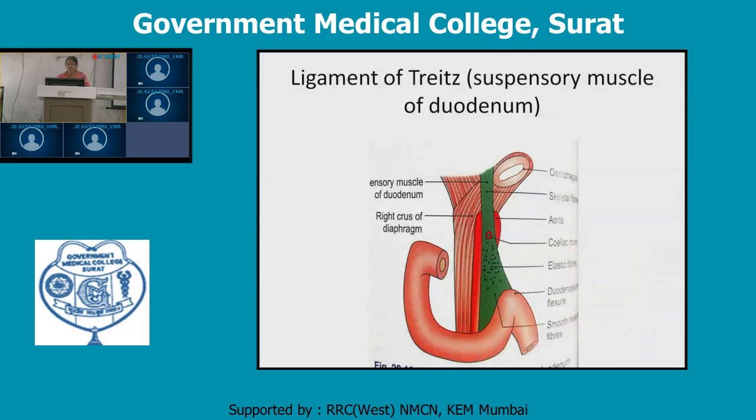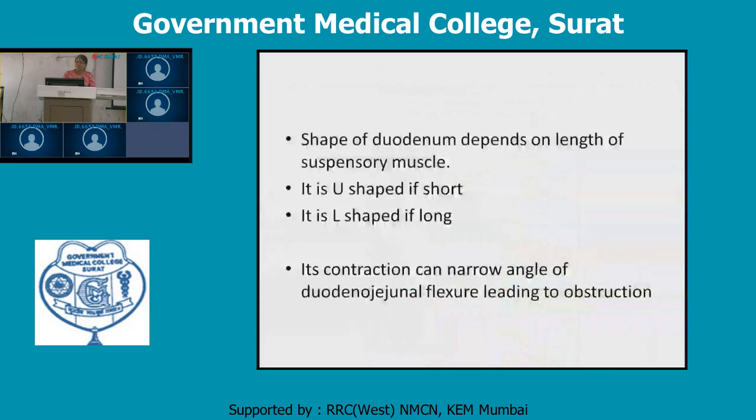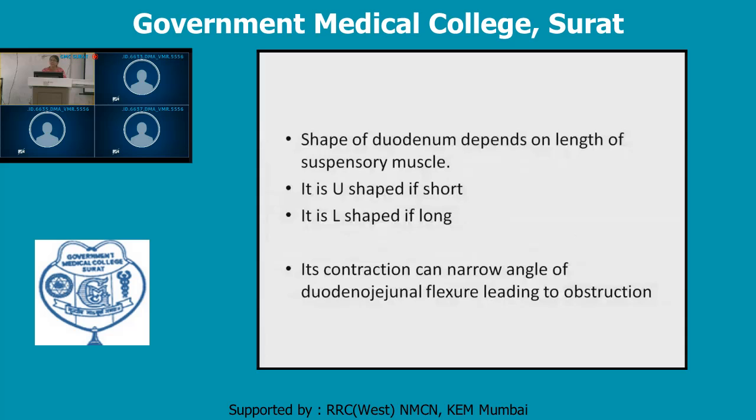Now see what the shape is. We have seen that the shape of the duodenum is C-shaped, but it also depends on the length of the suspensory ligament. Suppose the suspensory ligament is short: it will pull the duodenojejunal flexure upward, and the shape of the duodenum in that case will be U-shaped. Suppose the suspensory ligament is long: the duodenojejunal flexure will be more downward, and the shape of the duodenum will be somewhat like an L-shape. So its length also decides the shape of the duodenum.